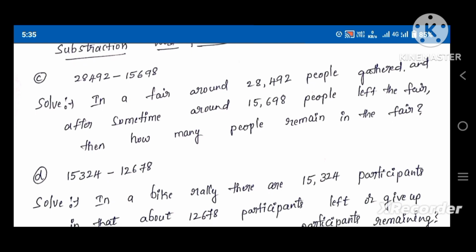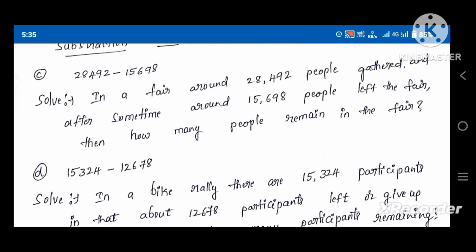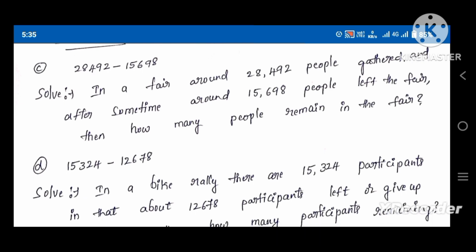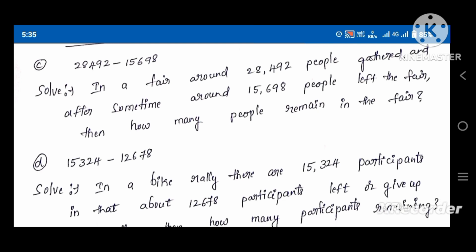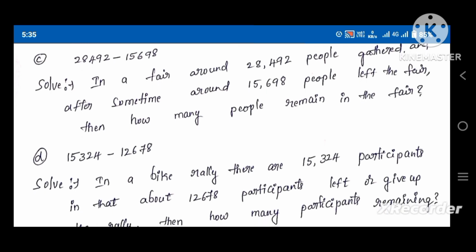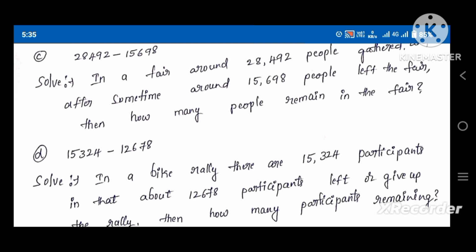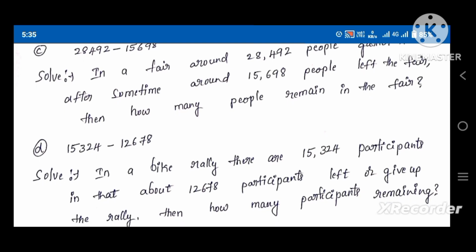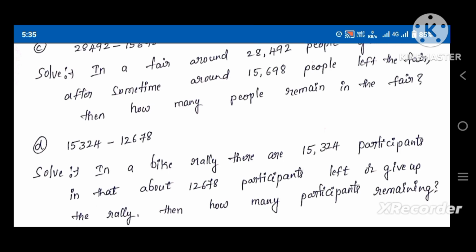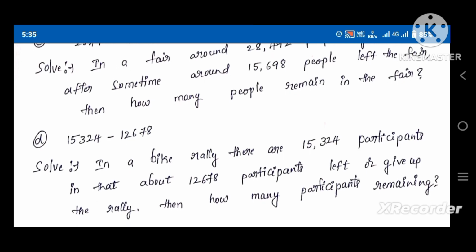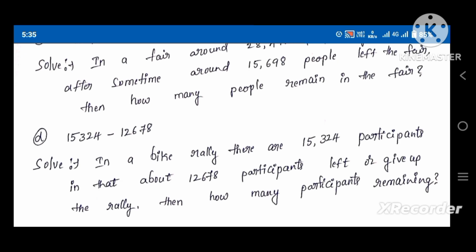D. 15,324 minus 12,678. Solve. In a bike rally, there are 15,324 participants. Of those, about 12,678 participants left or gave up the rally. Then how many participants are remaining in the bike rally?